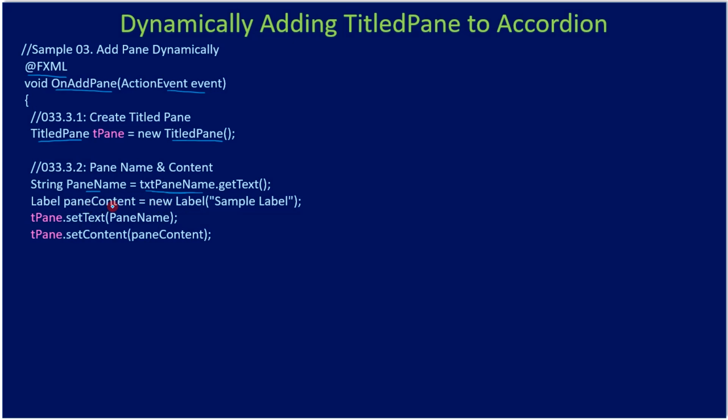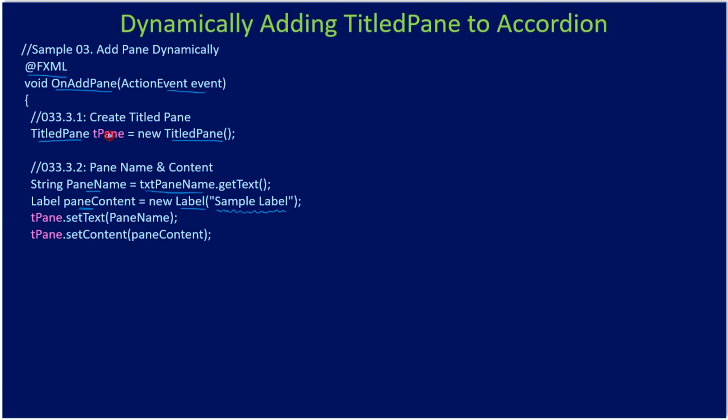this is for titled pane content. We are creating a UI label, sample label. So this will appear as the titled pane's content. We just created some label for experiment purposes.